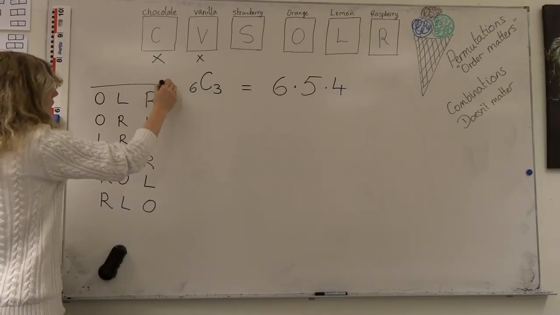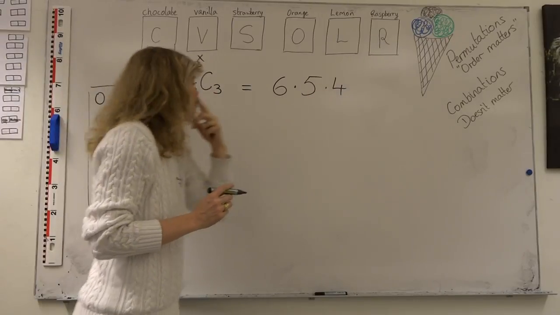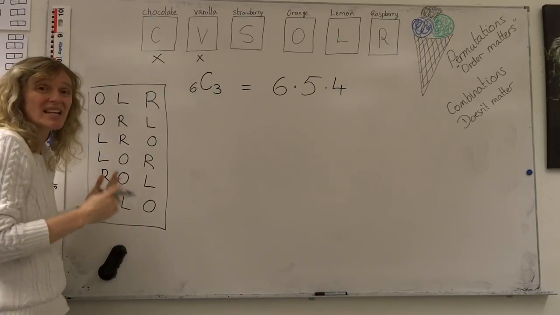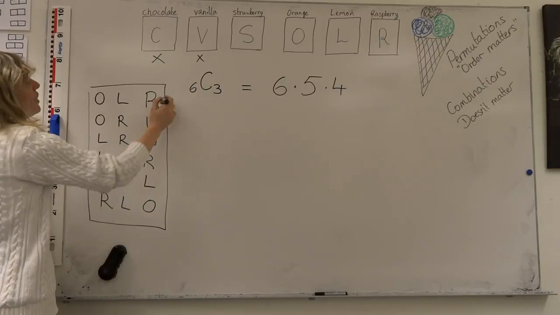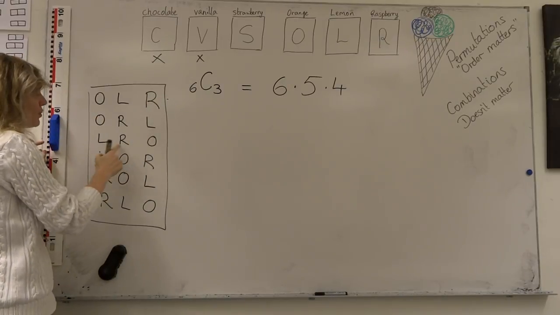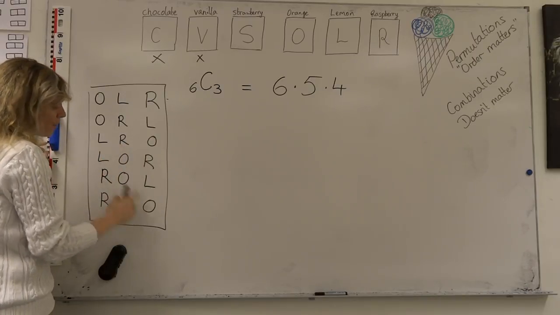So we can see that in our calculation here with six times five times four, we've actually got six possibilities that are identical. These all have the same three flavors: orange, lemon, raspberry; orange, raspberry, lemon; lemon, raspberry, orange; lemon, orange, raspberry; raspberry, orange, lemon; and raspberry, lemon, orange.